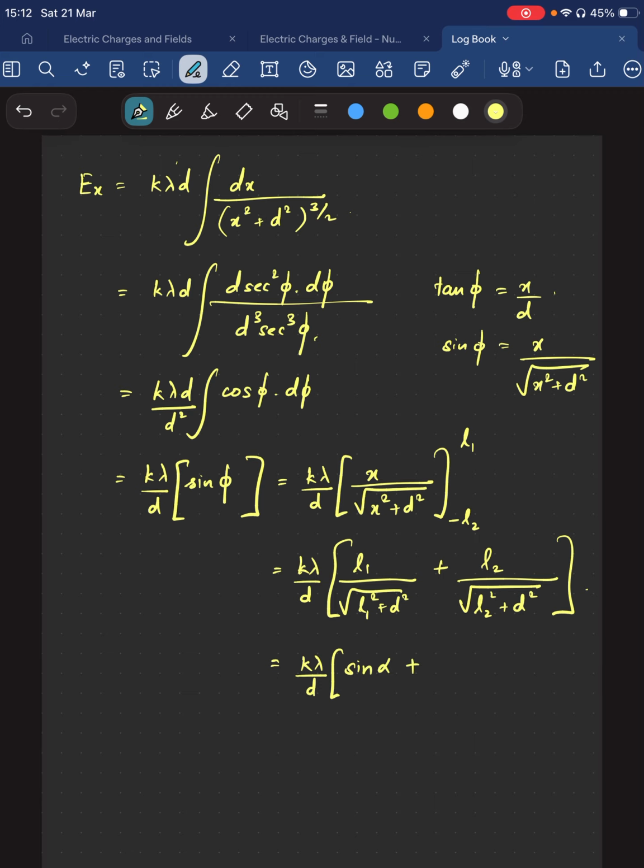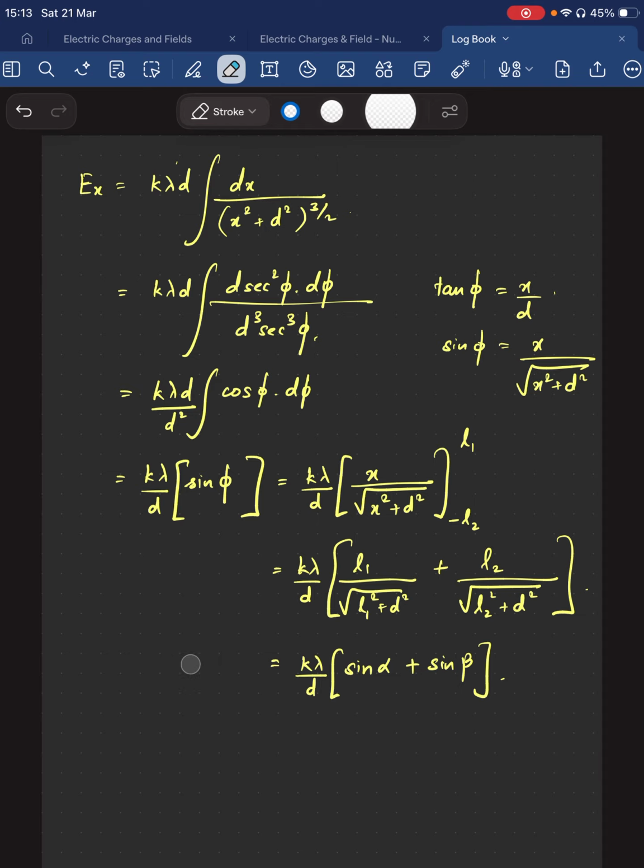And if you notice in that triangle, this was L2, this angle was defined as beta, this distance was BD, so this is under root of L2 squared plus d squared. So this will become equal to sine beta. Right. So we have calculated one component of electric field, and we have calculated that as the x component of electric field.